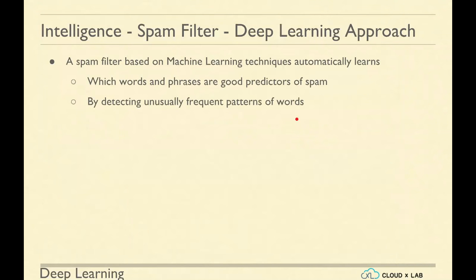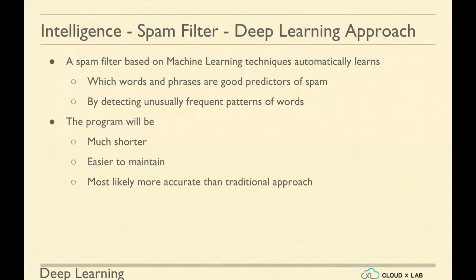So spam filter, based on machine learning techniques, automatically learns which keywords, which phrases are good predictors of spam by detecting the unusually frequent patterns of words and so on. The program will be much shorter, easier to maintain, most likely more accurate than any of the traditional approaches.